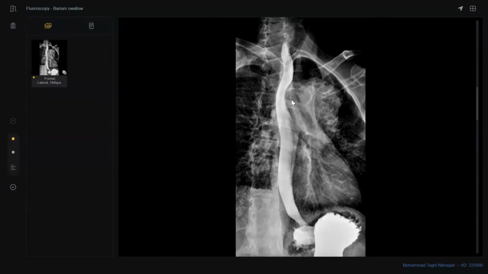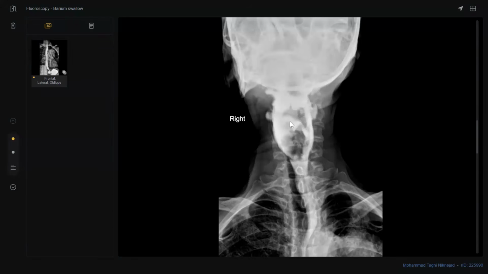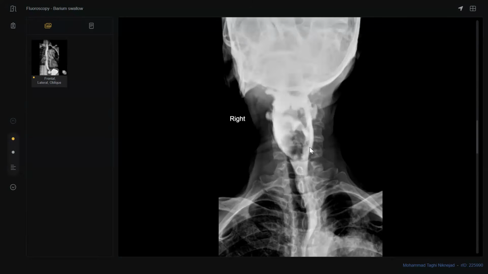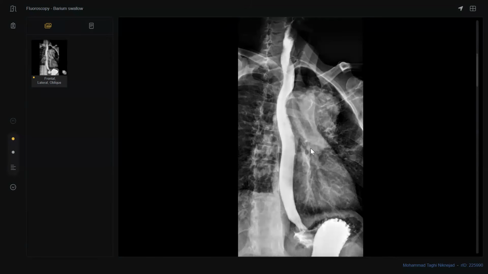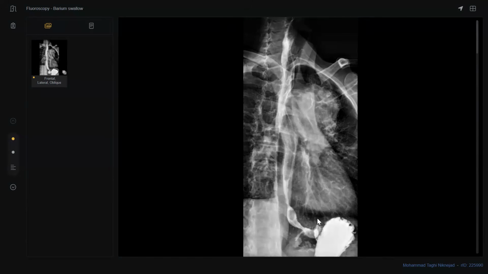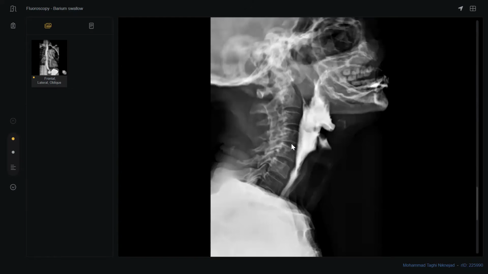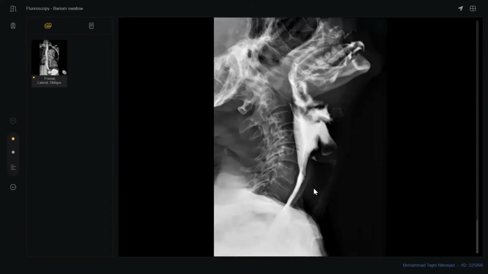Okay, so I'm again going through the images just to check the cause of dysphagia. Okay, so there is no contrast retention within the esophagus. The contrast just passed into the stomach, and there is no contrast extravasation. There is no diverticulum. I could not find any diverticulum, and there is no aspiration of contrast.